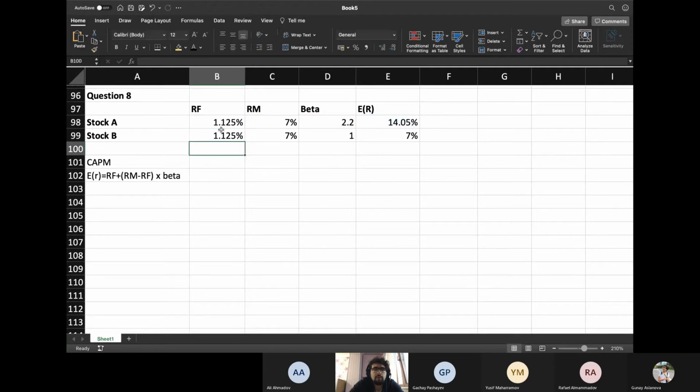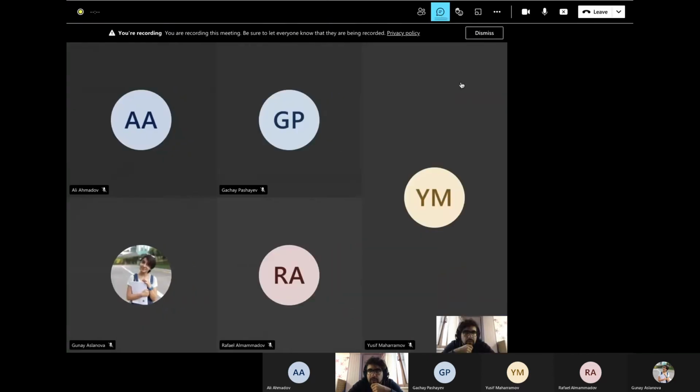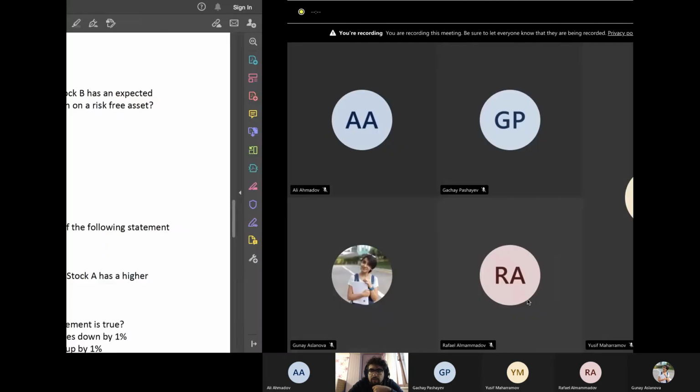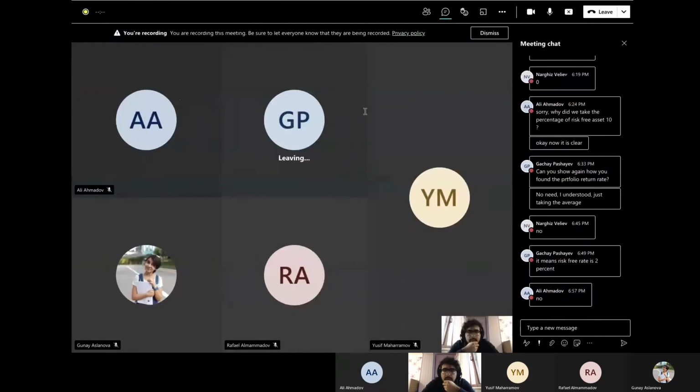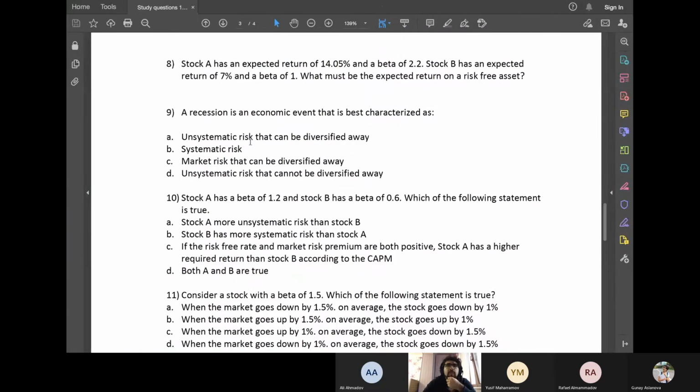So our RF, risk-free rate of return, is 1.125%. I hope it's also clear. Okay. We don't have a question.